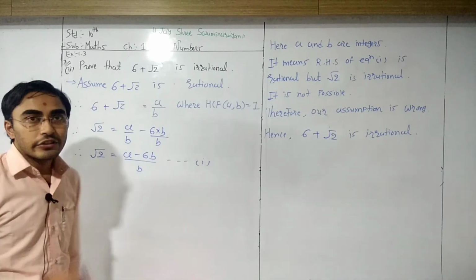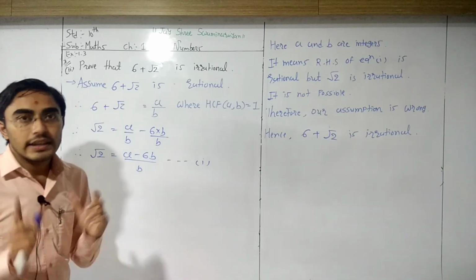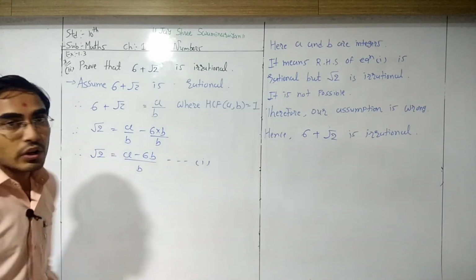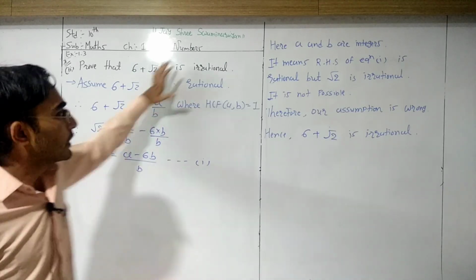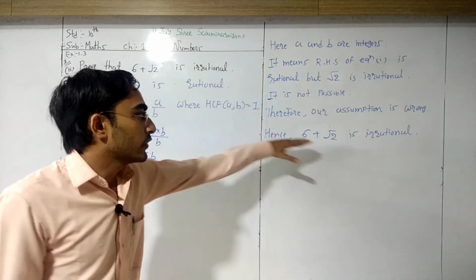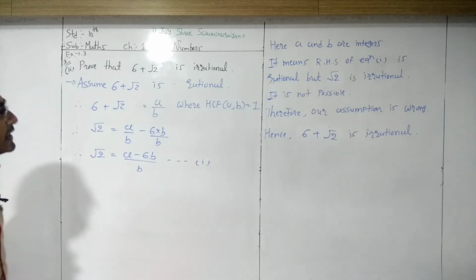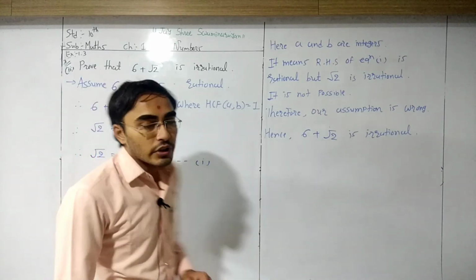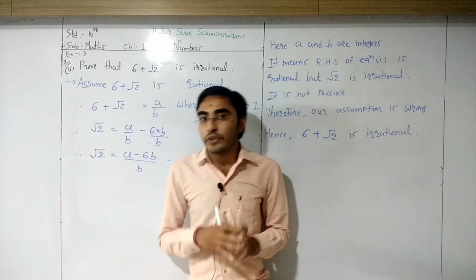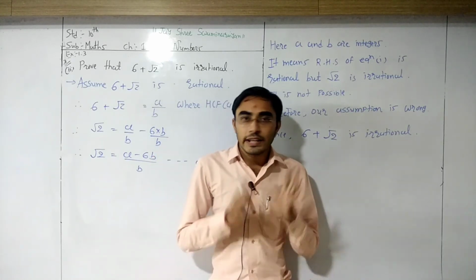Here our right hand side is rational, but the left hand side is irrational, so it is not possible. Therefore, our assumption is wrong. It means 6 plus root 2 is an irrational number. Okay, students, so our exercise 1.3 is complete.